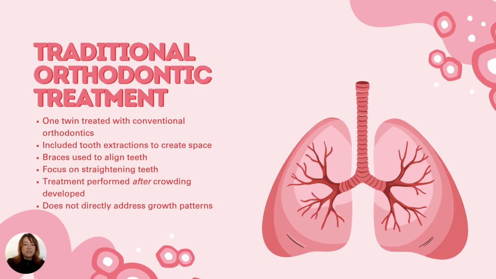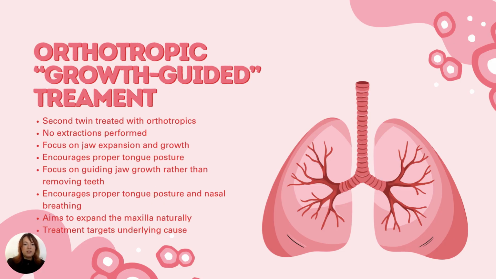So, one of the twins had traditional orthodontic braces treatment. It included tooth extractions to create space, braces used to align teeth, focusing on straightening teeth, and treatment performed after crowding developed, so it does not directly address the growth patterns. And then the other twin had an orthotropic or growth-guided treatment.